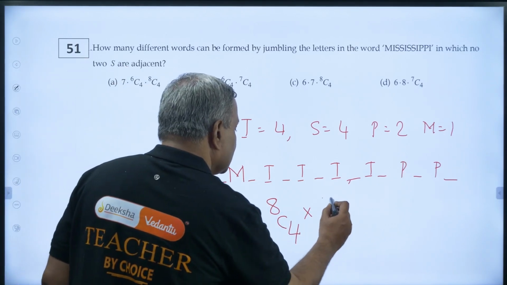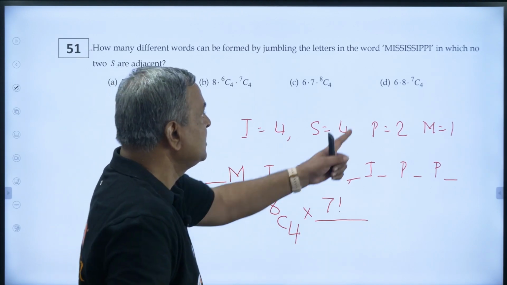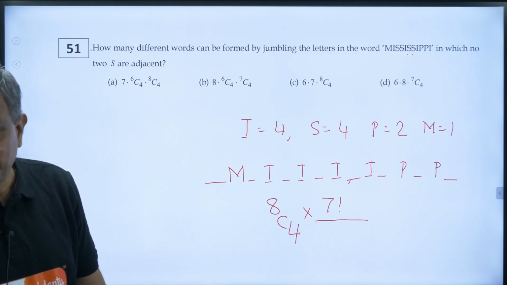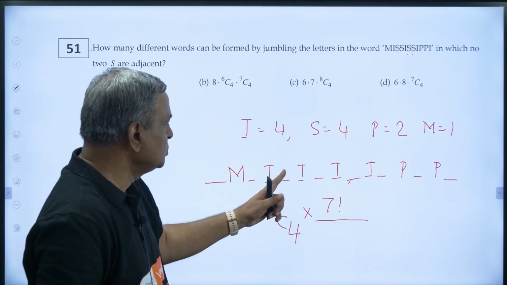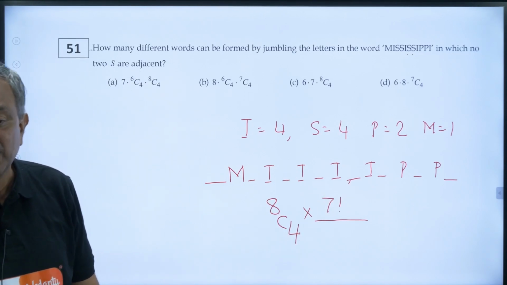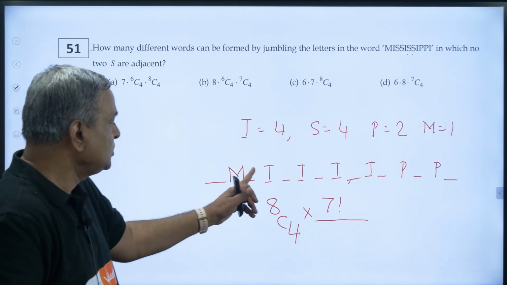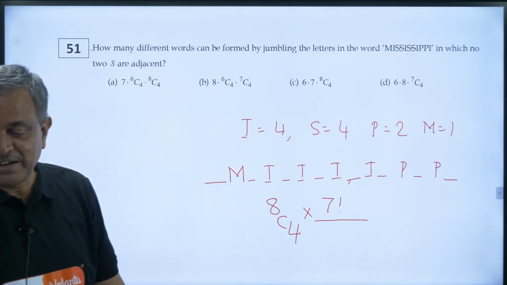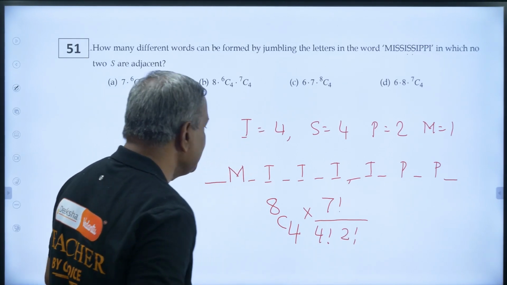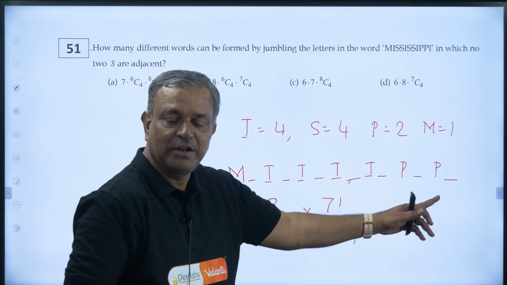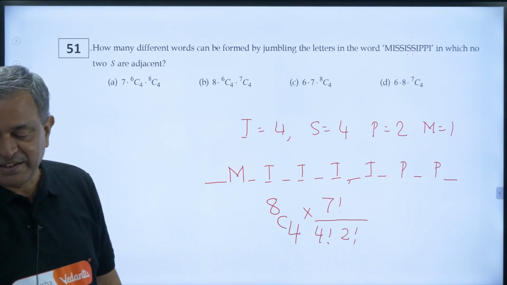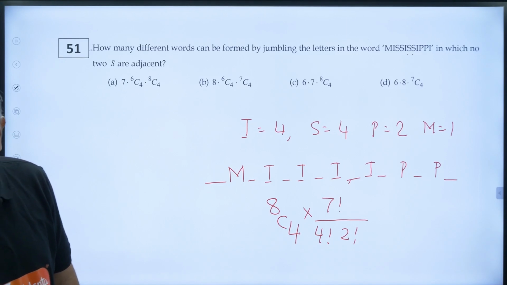Into 7 factorial. Total other letters are 7: 1, 2, 3, 4, 5, 6, 7. Why are we writing 7 factorial by 4 factorial? These are 7 letters, so 7 factorial, but repetition is there. 7 factorial divided by 4 factorial and 2 factorial. Why? Because 4 I's are there, 2 P's are there. That is the arrangement. Okay. So if you calculate it, you get your required answer. So the answer comes out to be option A.